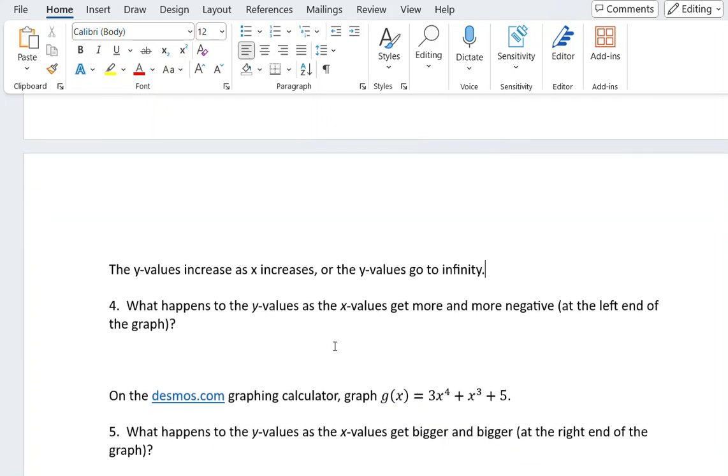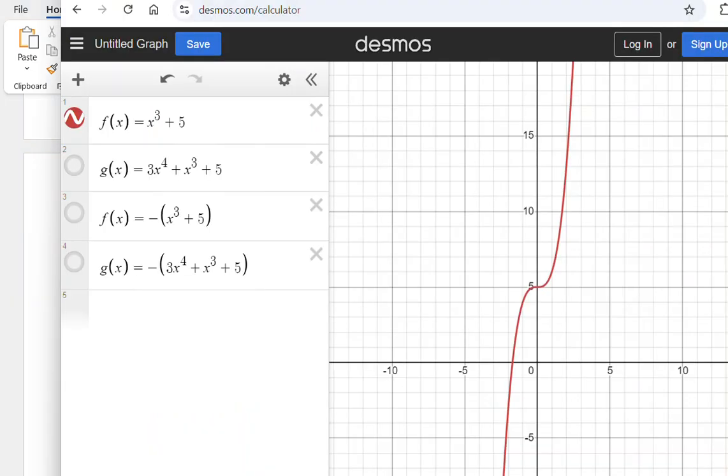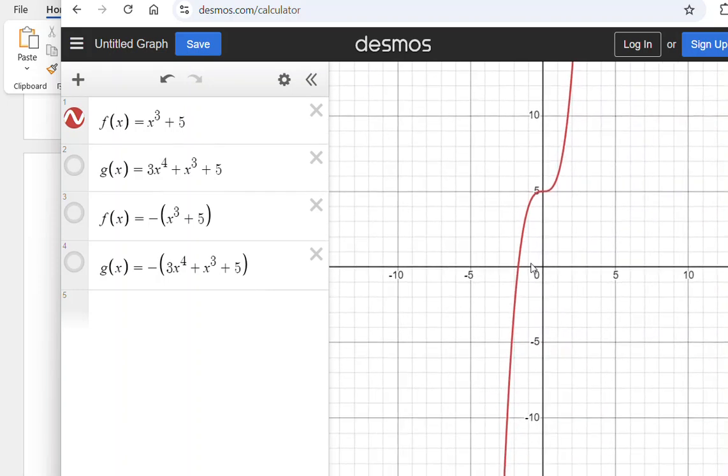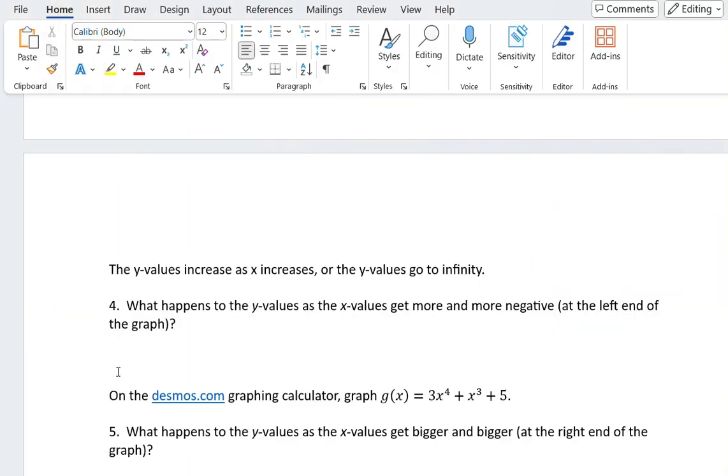Question 4 says, what happens to the y values as the x values get more and more negative at the left end of the graph? So as I go to the left and my x values get more and more negative, my y values also get more and more negative because the graph is continuing to go downward. So I will say that the y values get more negative as x gets more negative, or the y values go to negative infinity.